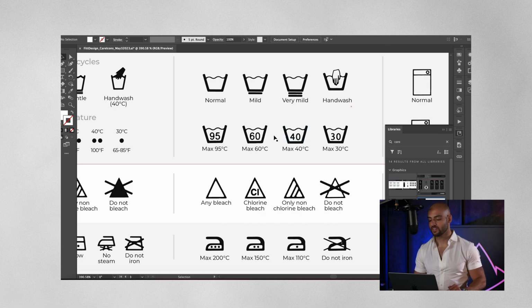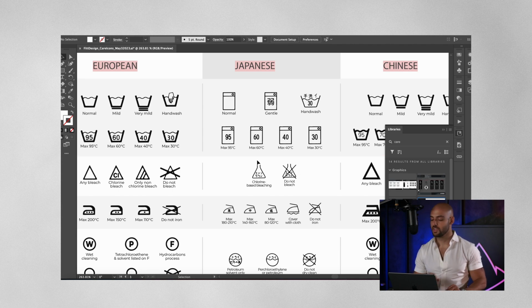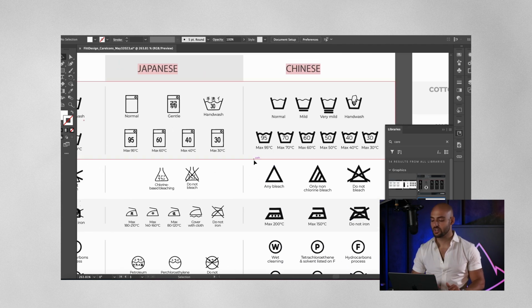And if you look at the European market, it's a lot more streamlined. You have the wash icon with the numbers in there. If you look at the Japanese, it's also the same with the numbers, but with that little washing machine icon.